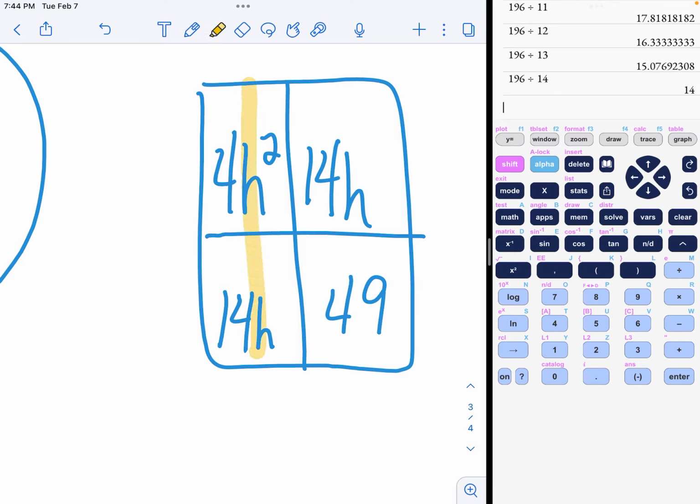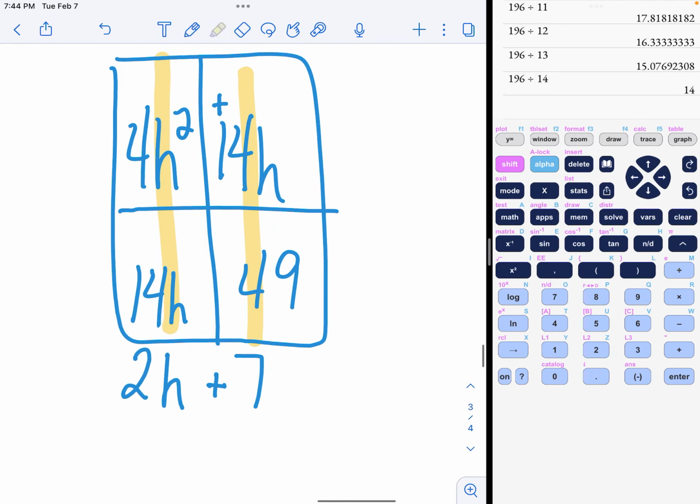The GCF here, what goes into 4 and 14 is a 2, and they both have a single h. What goes into 14 and 49? A 7, and they don't both have an h. The 14 is positive, so we drop our positive down. What goes into 4 and 14? A 2, and they both have an h. What goes into 14 and 49? A 7. This 14 was positive, so is that one.